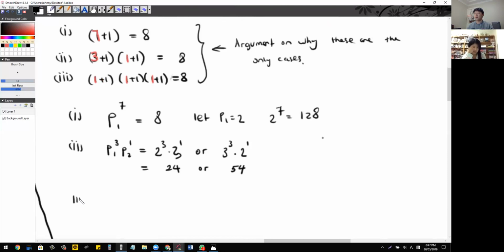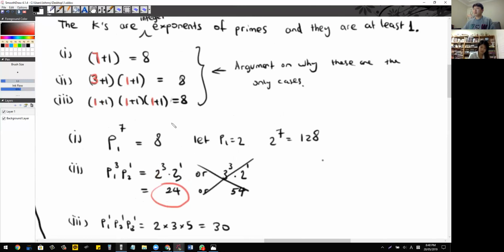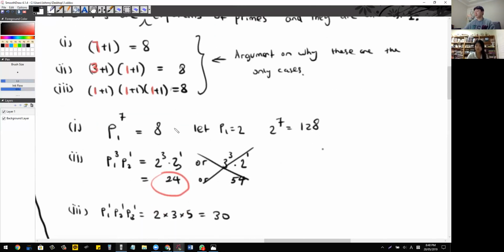And then the next one is P1 to the power of 1, P2 to the power of 1, P3 to the power of 1. Because we want the smallest, we just go for 2 times 3 times 5, which is 30. So the answer is 24. Do you think you can make some argument for that? Yeah, pretty straightforward, I think.